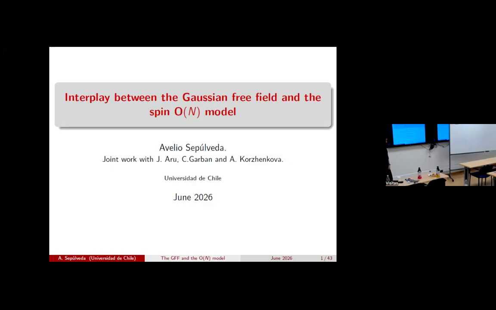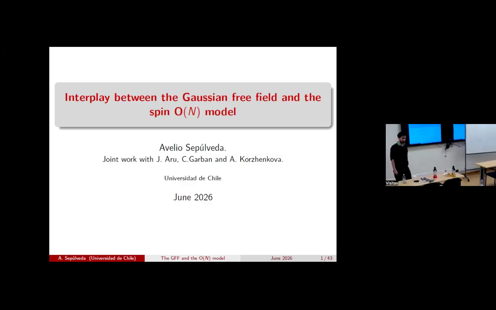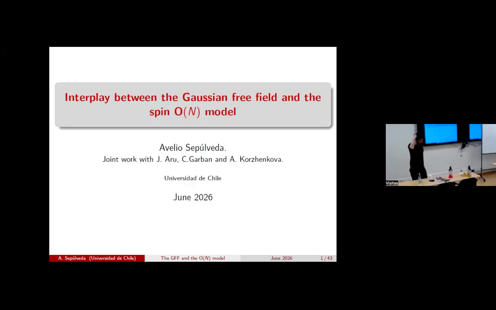So I'm going to discuss my favorite object, the Gaussian free field, and its relationship with the spin-O(n) model. It will be a two-way relationship, with the spin-O(n) model techniques helping us understand the GFF, and at the same time the GFF helping us understand the spin-O(n) model. It's a long research project which we are in the middle of, but two papers have already appeared.